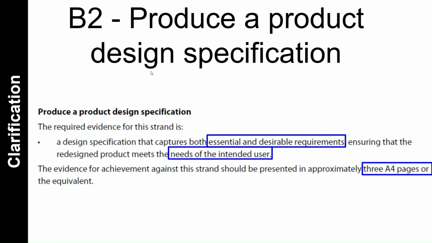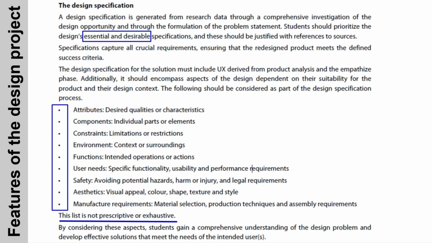So, produce a product design specification. For this, you've got to capture both the essential and desirable requirements, ensuring that the redesigned product meets the needs of the intended user. For this, you have got 3 pages. Okay, just a couple of things from the guide. You've got to prioritize the essential and desirable specifications, and you've got to justify them with references to the sources.